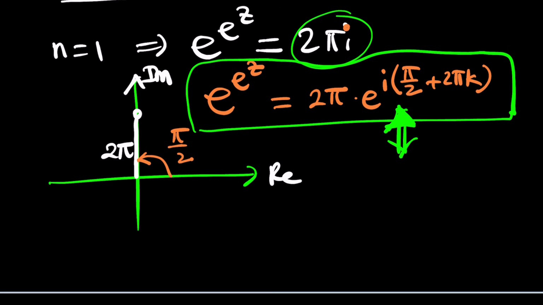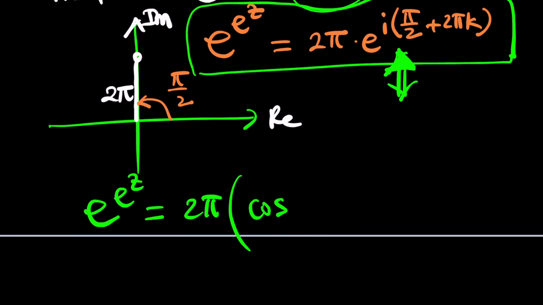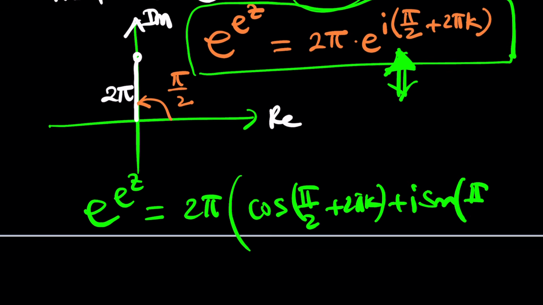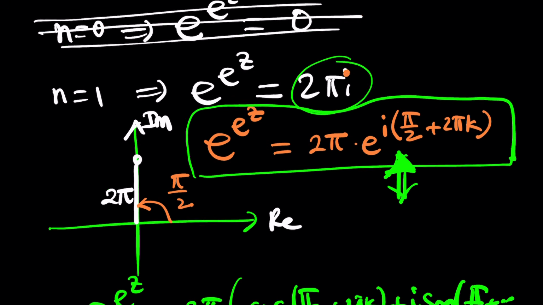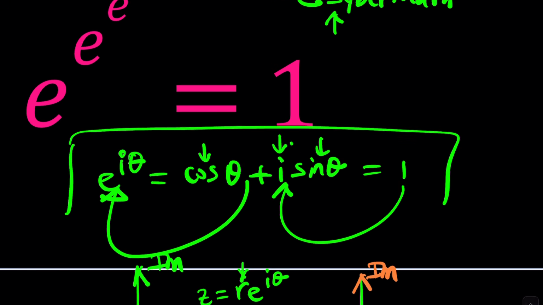That is interesting. Maybe we can do this. We can write this as e to the z equals 2 pi times cosine of (pi over 2 plus 2 pi k) plus i sine of (pi over 2 plus 2 pi k). And again, this comes from the identity we talked about before. Remember Euler's formula. This gives you that.